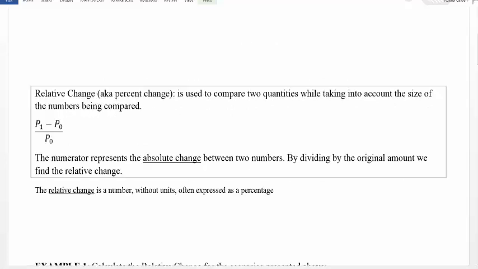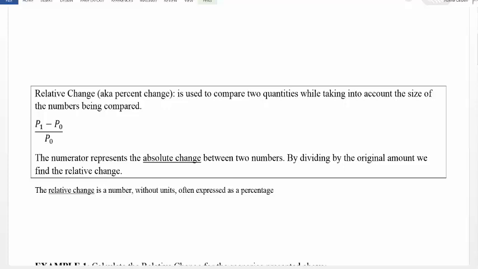Relative change, also sometimes referred to as percent change, is a mathematical way to compare two quantities while taking into account the size of the numbers being compared. So what that means is we're going to be looking at how much our price changes, but we're going to use a way to compare that with what the original price of the item was. So the way we write this formula mathematically is P1 minus P0 divided by P0.